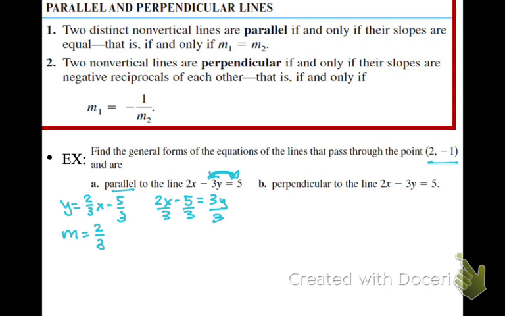So what form should I use? Point slope. So y minus y, so that'd be plus 1, equals 2/3 times x minus 2. So I have to distribute the 2/3.